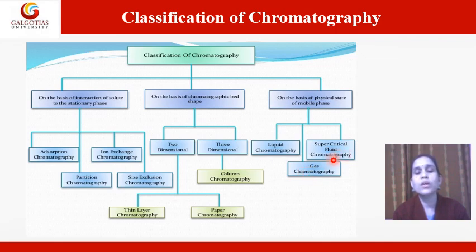Then supercritical fluid chromatography. What is supercritical fluid chromatography? In supercritical fluid chromatography, our mobile phase is in a supercritical condition. That means it is in a fluid state. Whatever solvent is used in supercritical fluid chromatography, the solvent or the mobile phase is in its supercritical condition. That means at critical pressure and critical temperature, the solvent is in a fluid state.